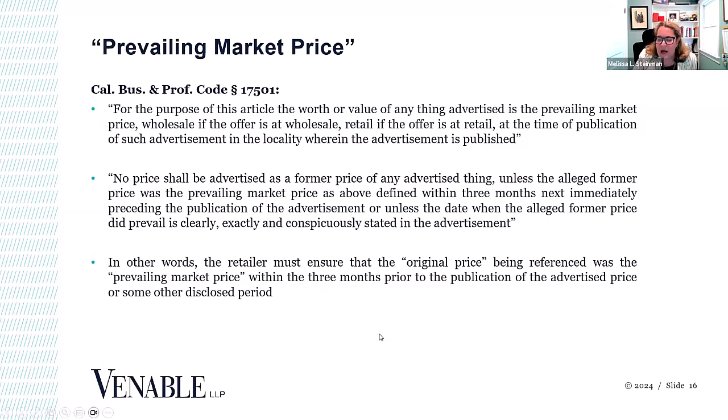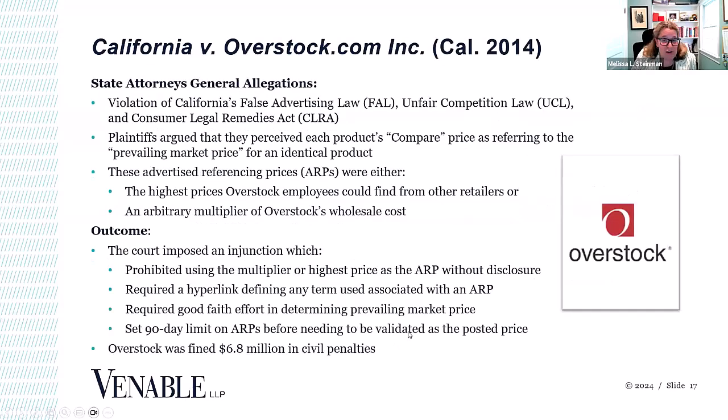And then, in other words, the retailer must ensure that the original price being referenced was the prevailing market price within 3 months prior to the publication of the advertised price or some other disclosed period. Restrictive standard. We're going to talk about how pricing by specific retailers has been challenged under that standard in case law now.